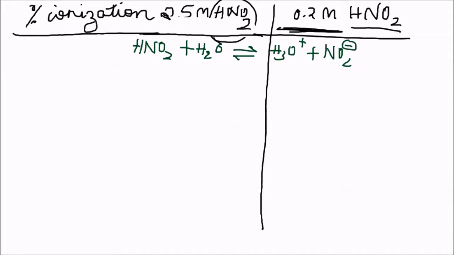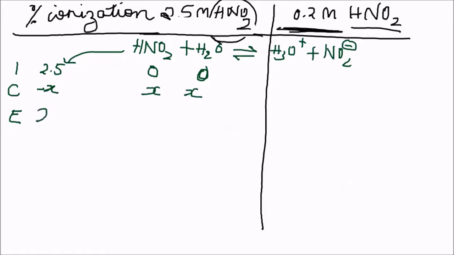So you're going to set up an ICE table for both of these. Realize when the initial concentration for HNO2 is 2.5, hydronium and nitrite both are 0. If the change is by x, then you get x moles of each of these. So over here you have 2.5 minus x, and over here you have x and x.